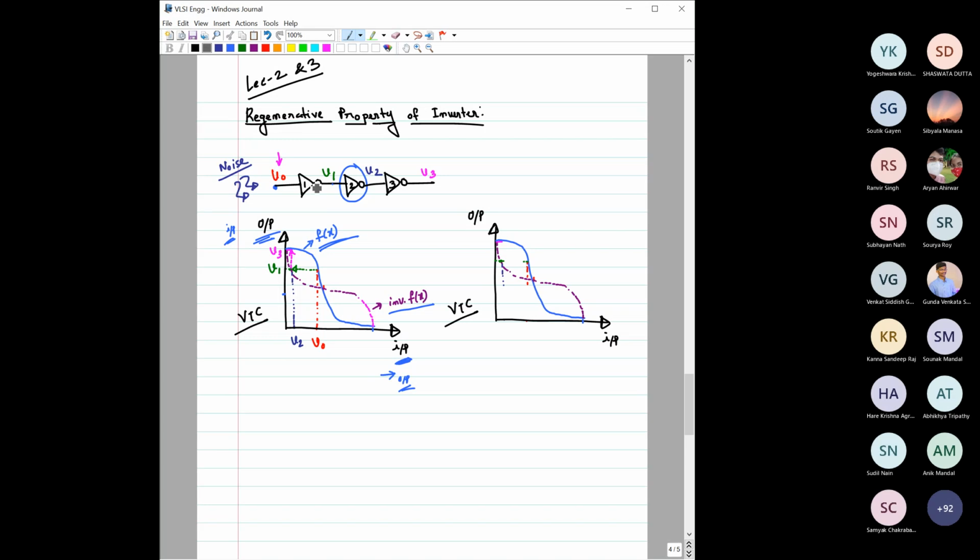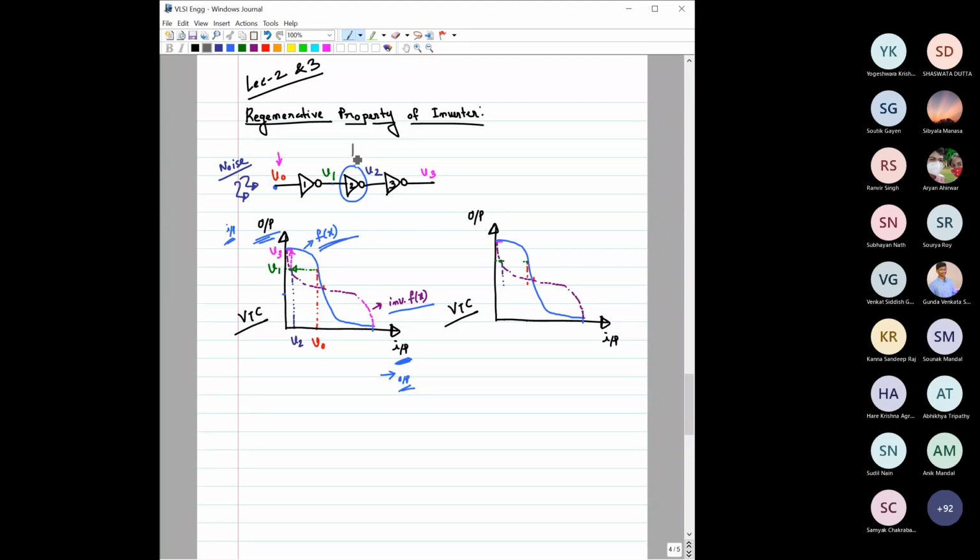We do not know how we have made this inverter as of now. Say it is a resistive load inverter. Then in that case, the VTC would look something like this, the blue color, right? Try to follow this blue color. Okay, so for this inverter, this is the input and this is the output. So fine. So we have these characteristics, right?